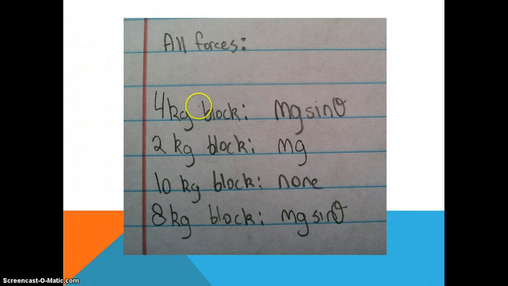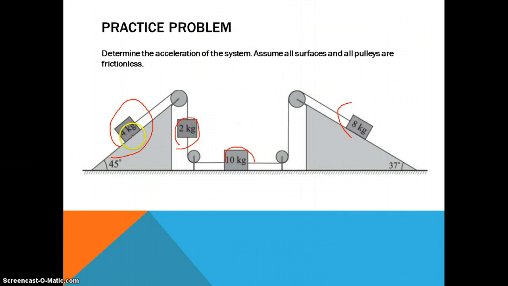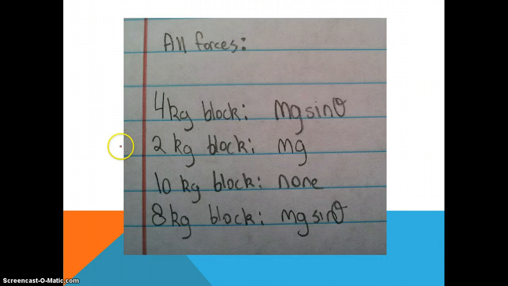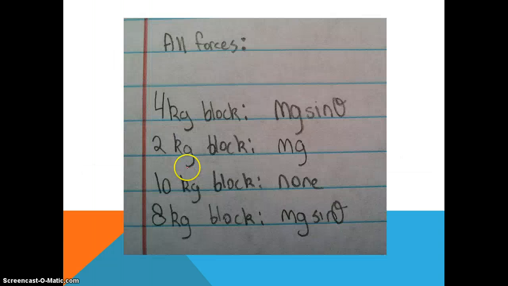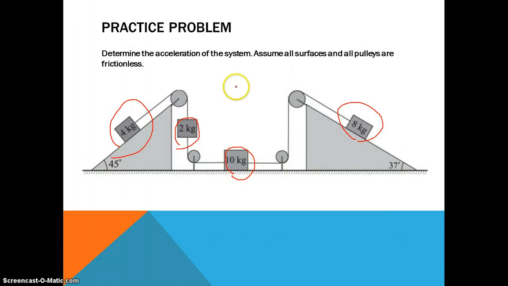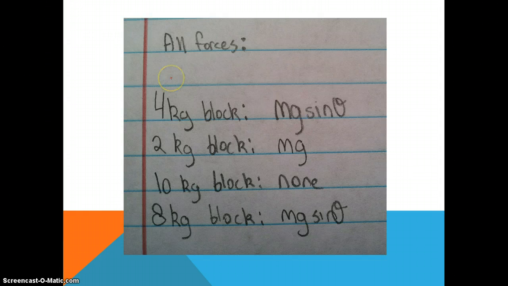So here are the forces that we need to find. The 4 kilogram block would be mg sine theta, as seen over here, if you draw a force diagram. Then the 2 kilogram block would just be mg, because it's basically in free fall, or Earth is only pushing in this way. And the 10 kilogram block, as I said before, doesn't have any forces acting upon it because there's no friction. Then the 8 kilogram block would also be mg sine theta.